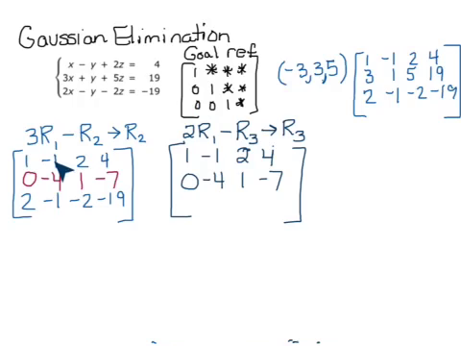2 times negative 1 gives us negative 2, negative 2 minus a negative 1. And remember, a minus and a negative together changes to a positive. So negative 2 plus 1 is going to give us negative 1. 2 times 2 is 4. 4 minus a negative 2 gives us positive 6. And 2 times 4 is 8. 8 minus a negative 19 is going to give us positive 27.